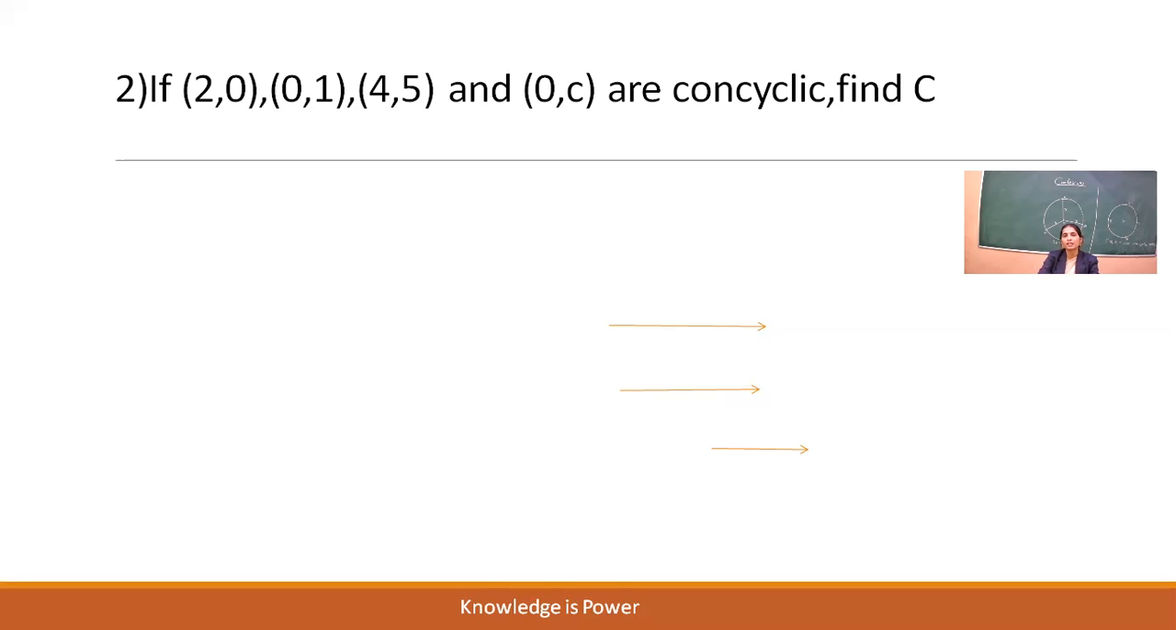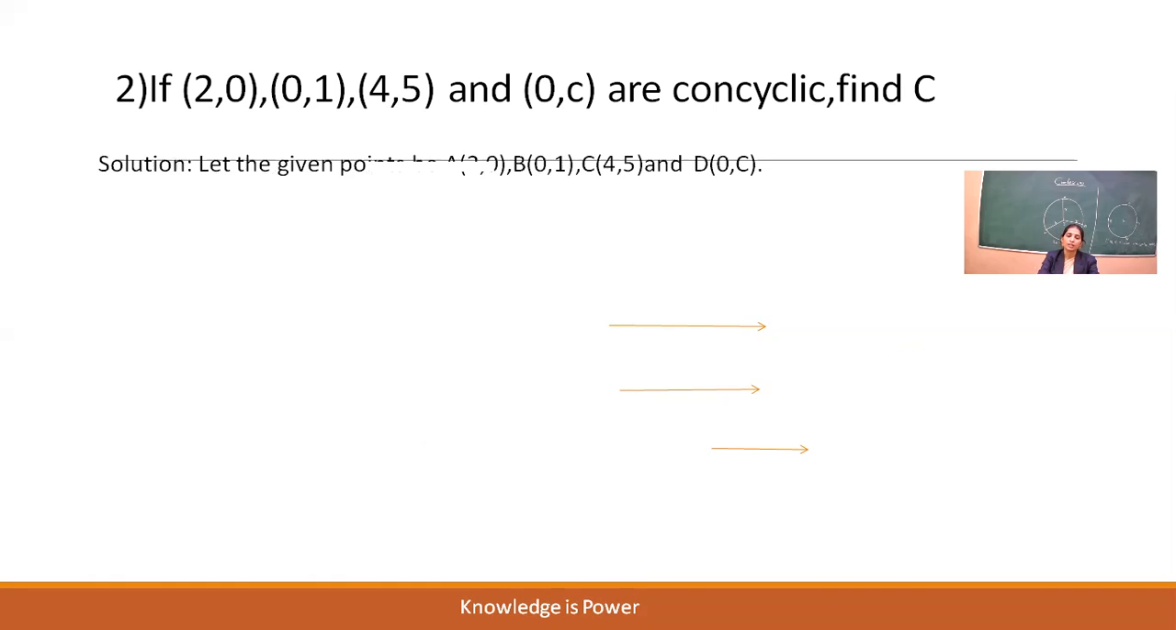What are concyclic points, children? 4 or more points are said to be concyclic if they lie on the same circle. Same like collinear points in the chapter of straight lines. What are collinear points? 3 or more points are said to be collinear if they lie on the same straight line. Here, 4 or more points are said to be concyclic if they lie on the same circle. That's all. That means the given points are concyclic, which implies all the 4 points lie on the same circle. This is a condition provided to us. Using that hint, we have to find the value of c. Is the question clear, children?